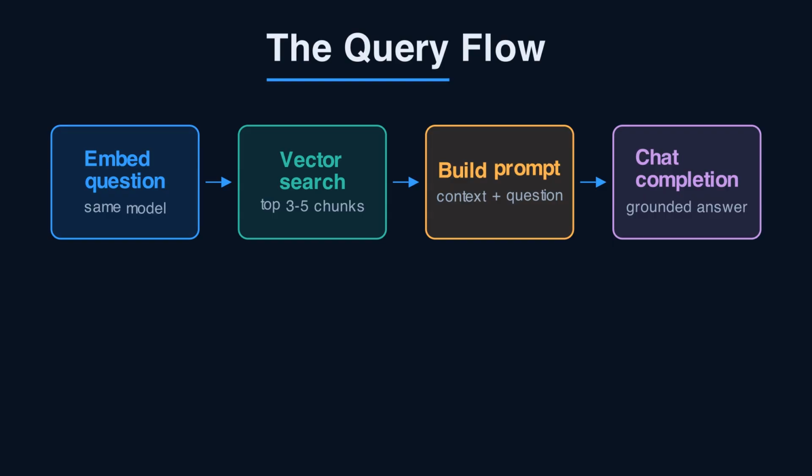Build a prompt, a system message that instructs the model to answer only from the provided context and to say it doesn't know otherwise. Then the retrieved chunks, then the user question. Call chat completion. Finally, return the answer along with citations back to the chunk sources so users can verify. That grounding instruction is what stops the model from inventing facts.